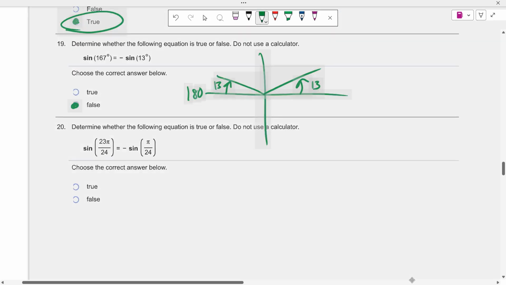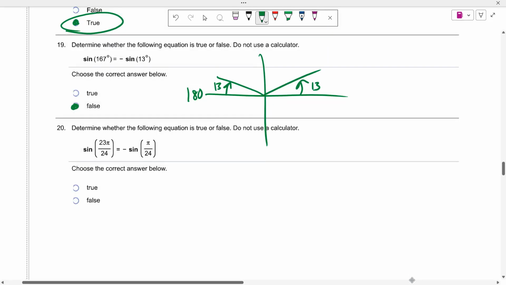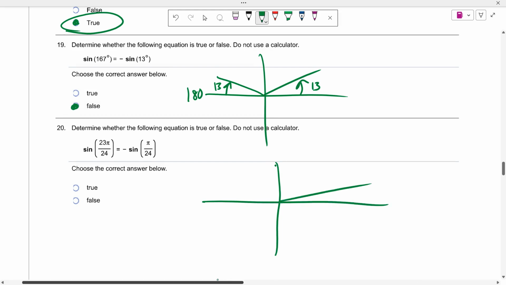Sine of pi over 24 and 23 pi over 24. Pi over 24, I think, is somewhere over there. 23 pi over 24 should be somewhere over there. Should they be the same sign or opposite sign? Same. Sign in quadrants 1 or 2 are both positive. This says they're opposite, so that's a false statement. Okay? Those are reference angles. If I'm 1 pi over 24 above the x-axis, then 23 pi over 24 will be 1 pi over 24 above the x-axis. Okay? So you'll have 20 problems to do today.